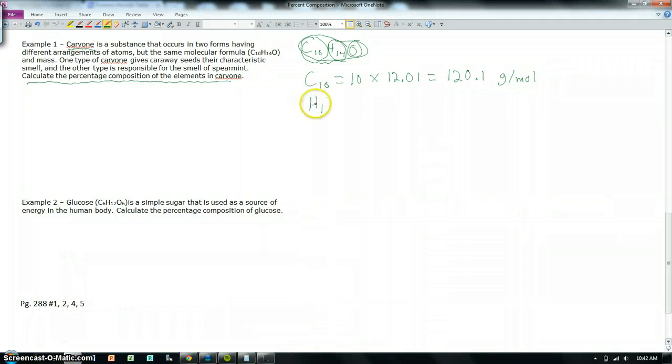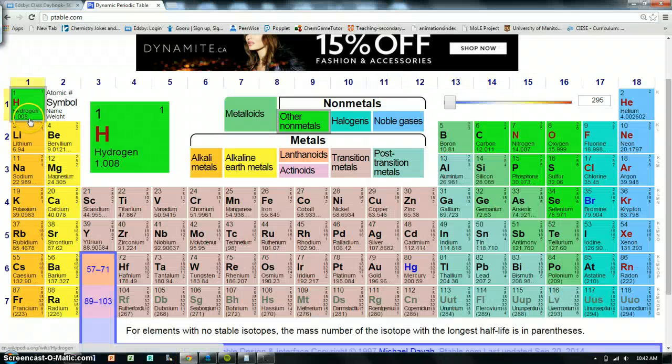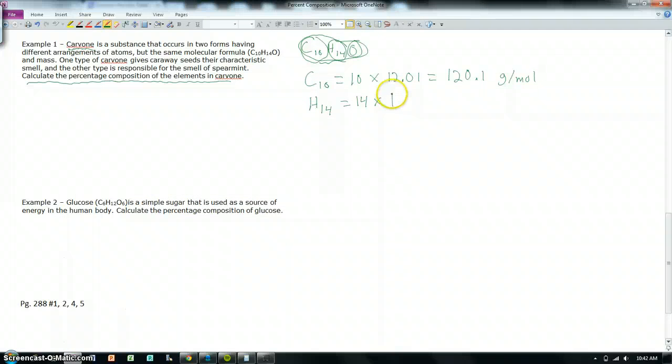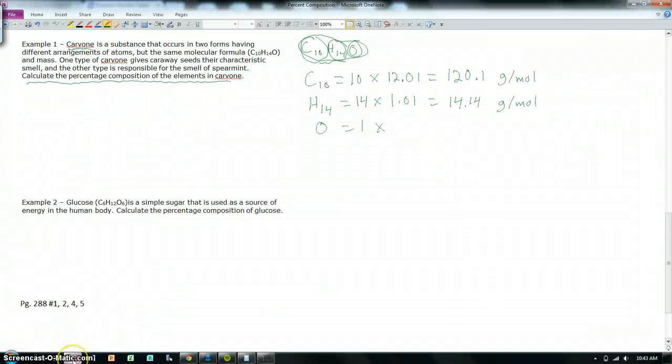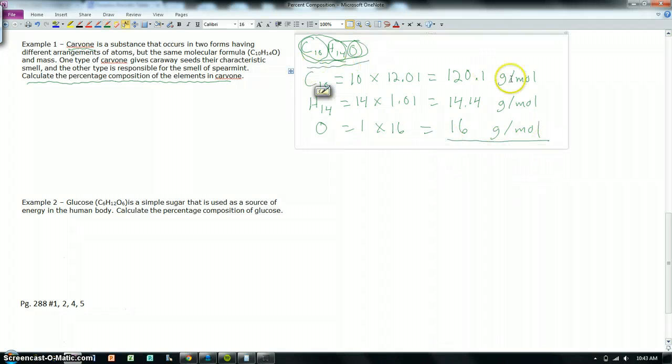Hydrogen, there are 14 hydrogens in carvone, so we're going to multiply 14 by the molar mass of hydrogen, which is 1.01. And that gives us a mass of 14.14 grams per mole. And finally, we have one oxygen, so we just do 1 times the molar mass of oxygen, which is 16 grams per mole. So now it's just a matter of adding those up to get the overall molar mass of carvone.